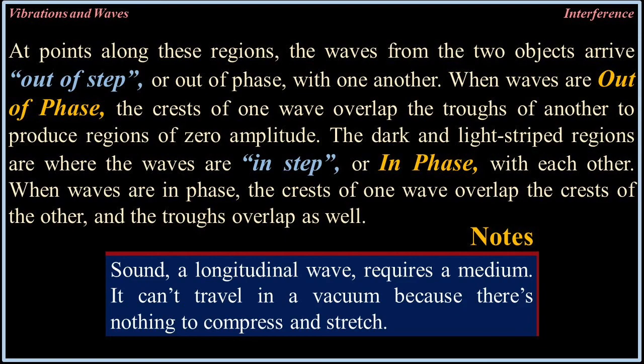regions of zero amplitude. The dark and light striped regions are where the waves are in step, or in phase, with each other. When waves are in phase, the crest of one wave overlaps the crest of another, and the troughs overlap as well. Note: sound, a longitudinal wave, requires a medium. It can't travel in a vacuum because there's nothing to compress or stretch.